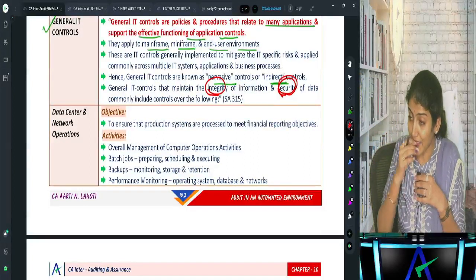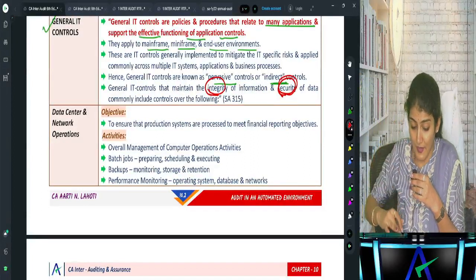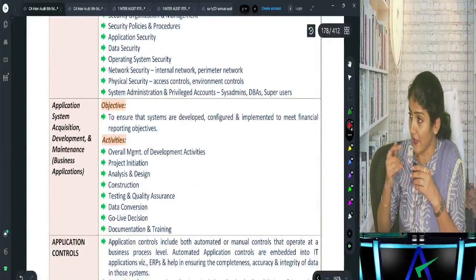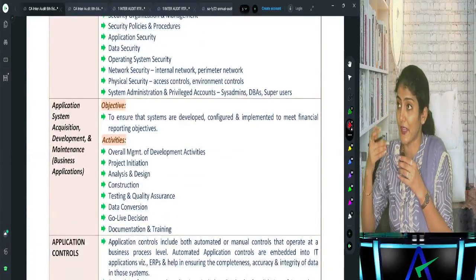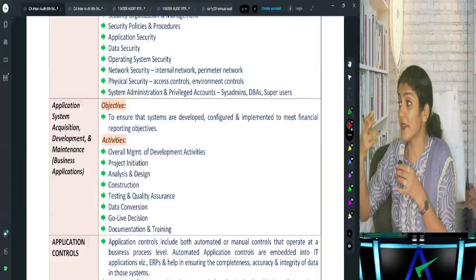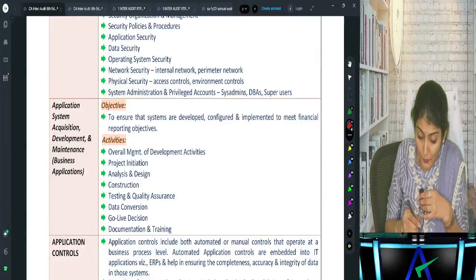Now, what are the general IT controls? Data center and network operation, program change, access security, and the development of a new system. That company had Tally and now they started using SAP. So they are developing a new system over there. So what are the controls over the acquisition?